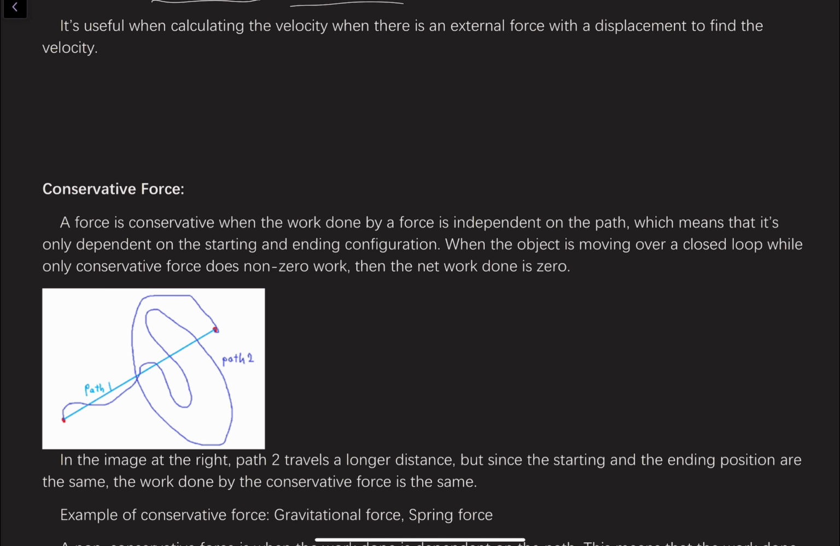So in Physics C, the work can be written as an integral with a circle on it, which means that it's over a closed loop.